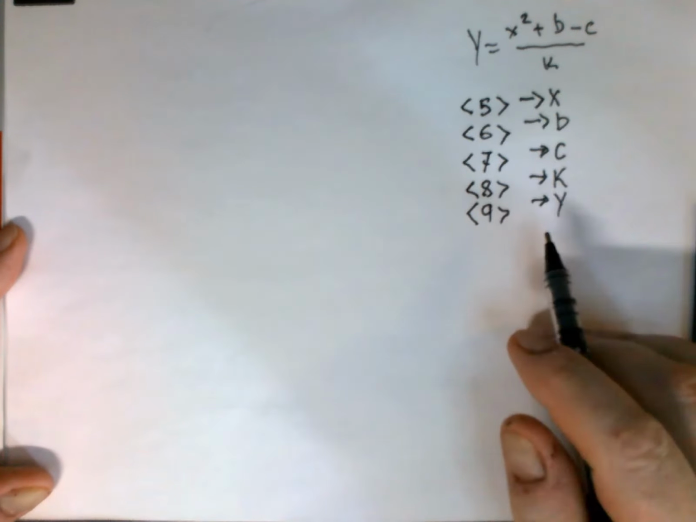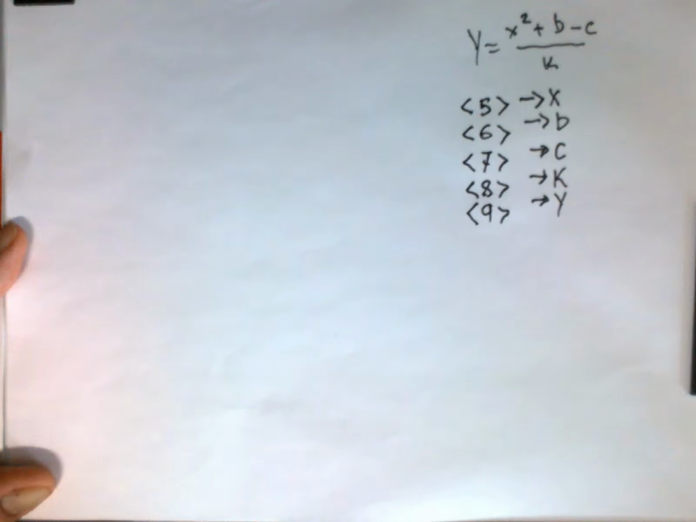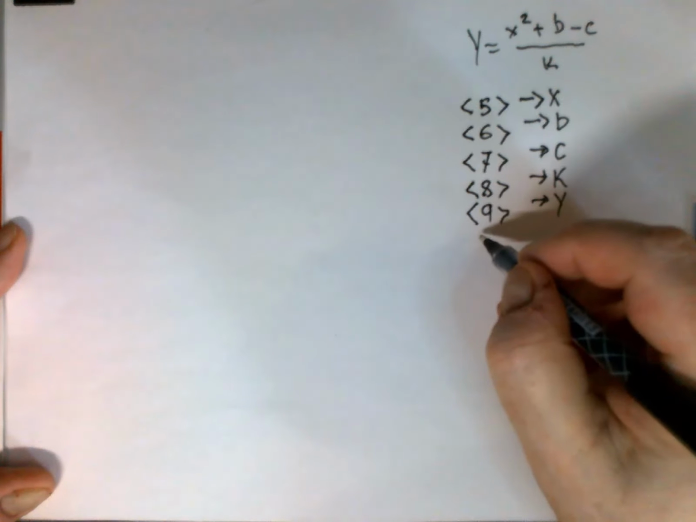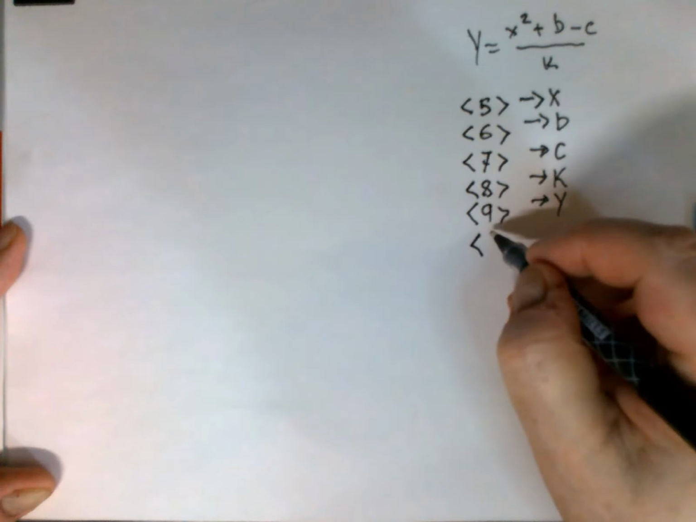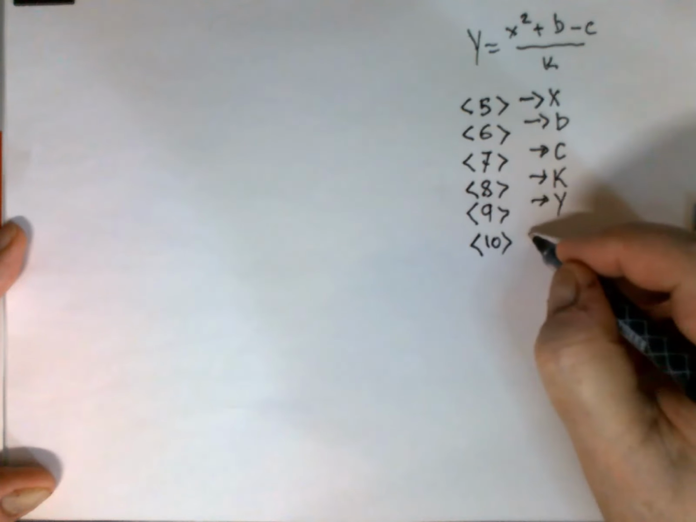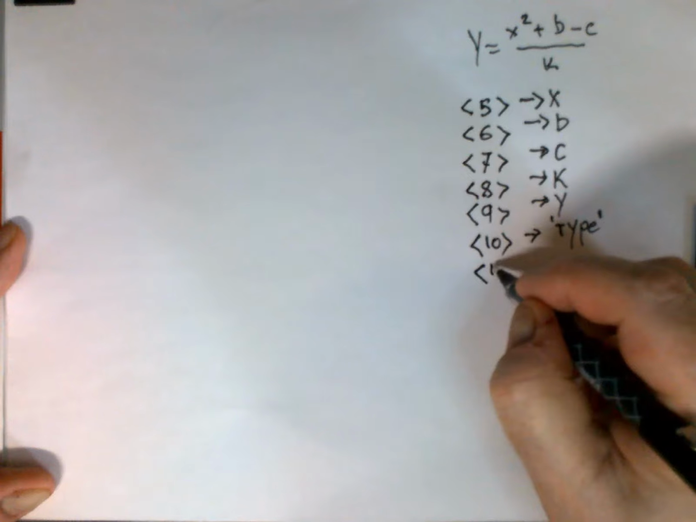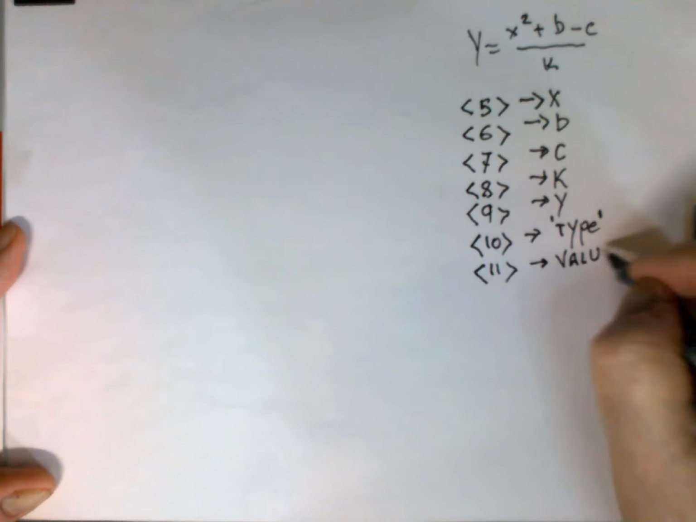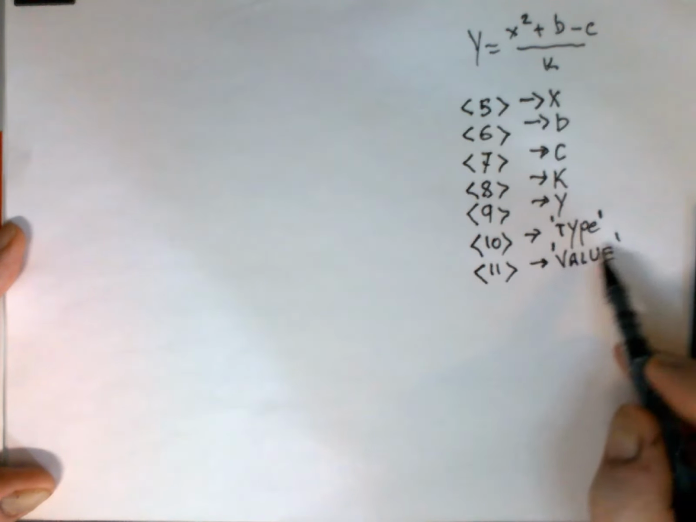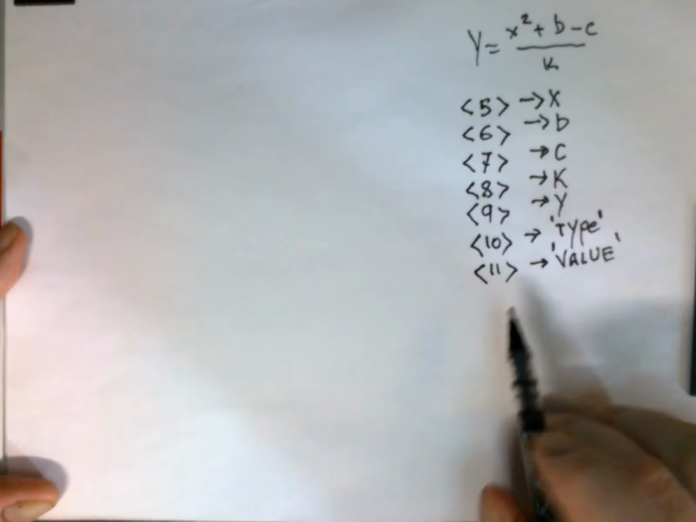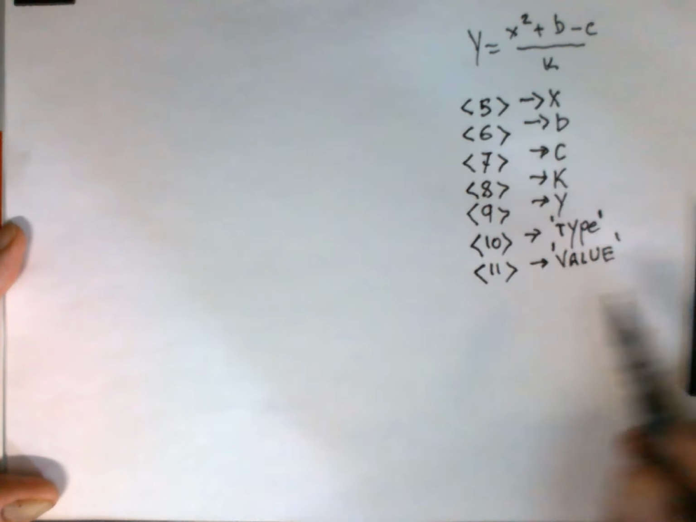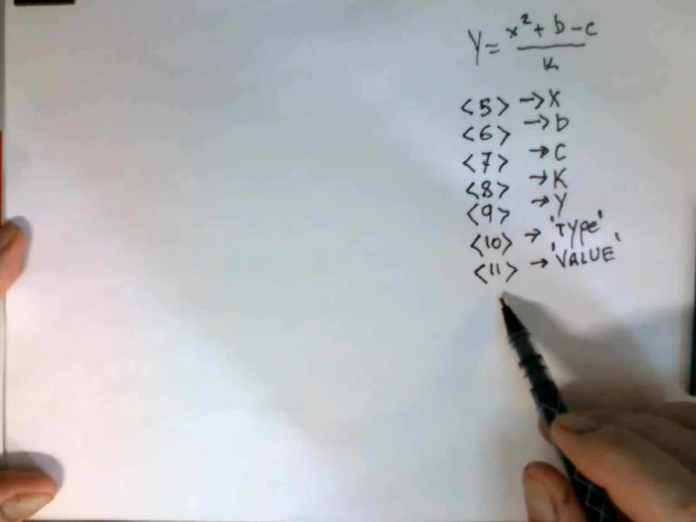And also I need to reserve 5 bytes, meaning cell number 10 for the word type, and cell number 11 for the word value. This apostrophe means this is alphanumeric information. If I need more cells, folks, I will reserve more cells for that.